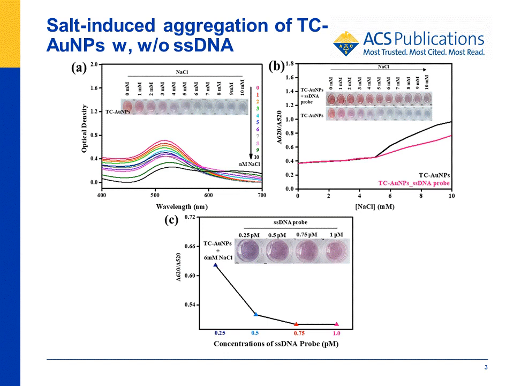Figure B depicts the changes in the ratio of absorbance at 620 and 520 nanometer, which are the characteristic absorbance of aggregated and dispersed AuNPs. As seen, the presence of ssDNA prevented the visible color change from red to blue, indicating a lower aggregation tendency of TC-AuNP in the presence of single-stranded DNA probe. Figure C indicates that an increase in the single-stranded DNA concentration from 0.25 picomole to 1 picomole further stabilized the TC-AuNPs.